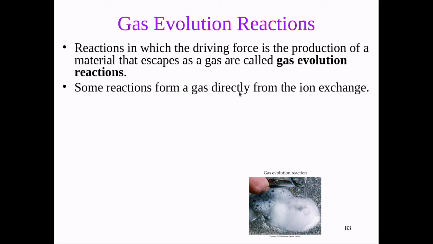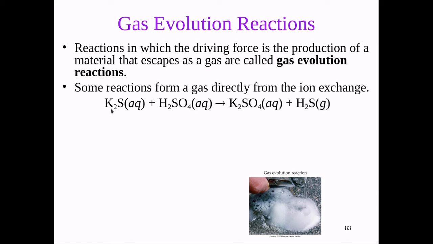Some reactions form a gas directly from ion exchange. An example like that would be this equation here, where we're exchanging the ions just like we were doing in our precipitation reactions and our acid-base reactions, and the resulting material that we get out just happens to be a gas at room temperature.